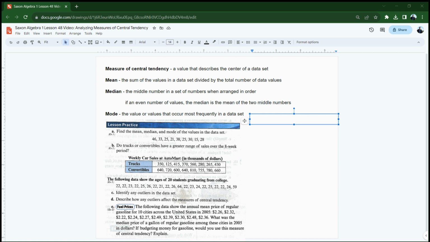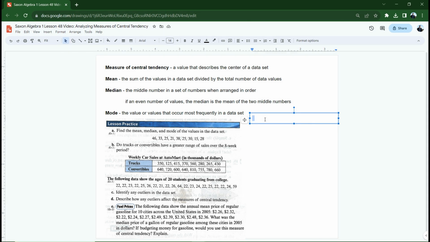Now I'm going to divide by the total number of numbers. 1, 2, 3, 4, 5, 6, 7, 8, 9. I'm going to divide 261 by 9. 29 is the value I get. So letter A, I add up all the numbers and divide by 9. 29 is the mean.